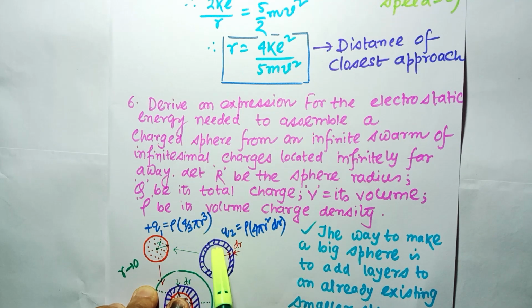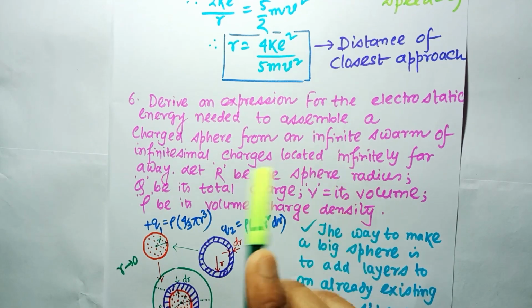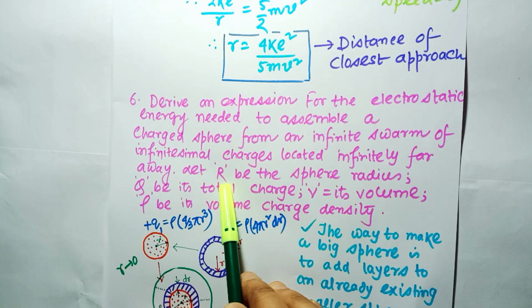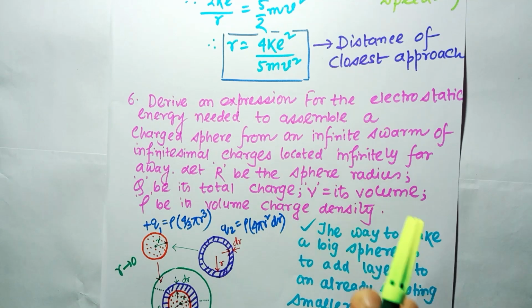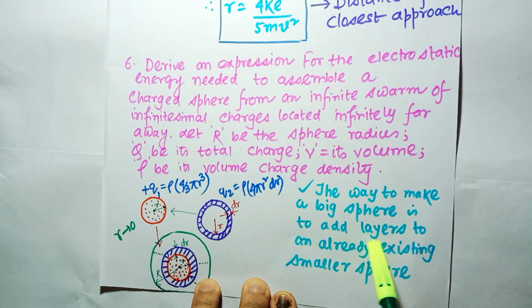Now I need to add layer by layer to make a complete solid sphere of radius capital R. It is mentioned here, R is the sphere radius. So the idea is that I choose initially a very small sphere with radius tending to 0, and after that I add layer by layer up to a sphere of radius capital R. The way to make a big sphere is to add layers to an already existing smaller sphere.